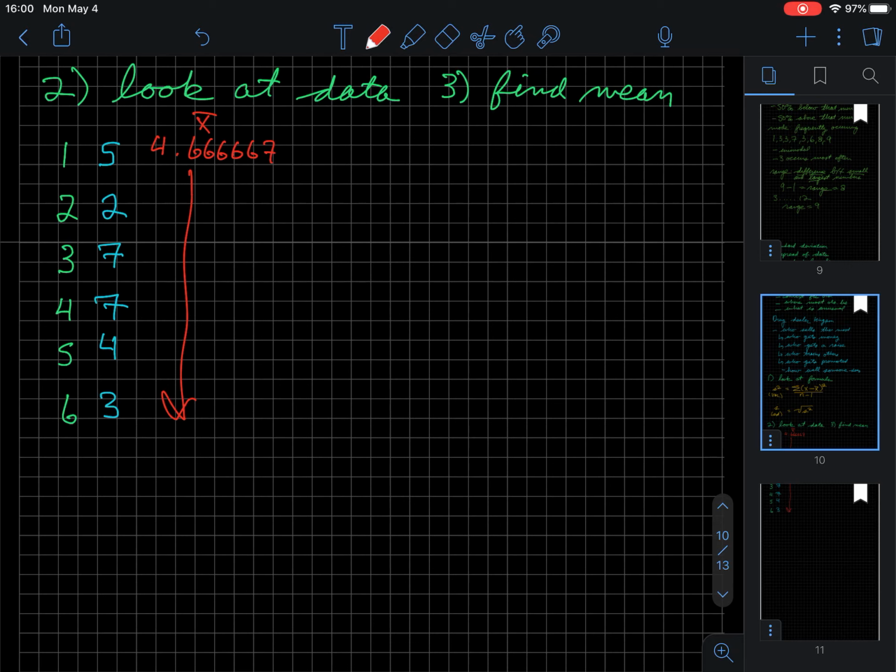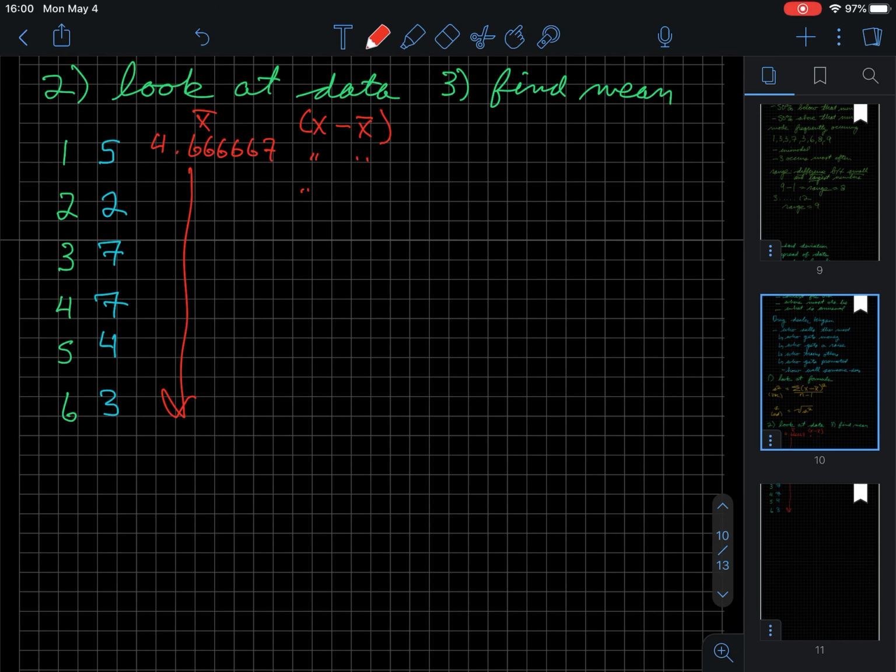So in this column, we're going to do X minus X bar. This is going to be the deviations from the mean. So go ahead and solve this. What you would do is 5 minus 4.667 and put this number here. 2 minus 4.667, and put that number there. For number 3, 7 minus 4.667 here. And in this third column, we'll put x minus x bar squared. So we're taking the deviations over here and we square them.